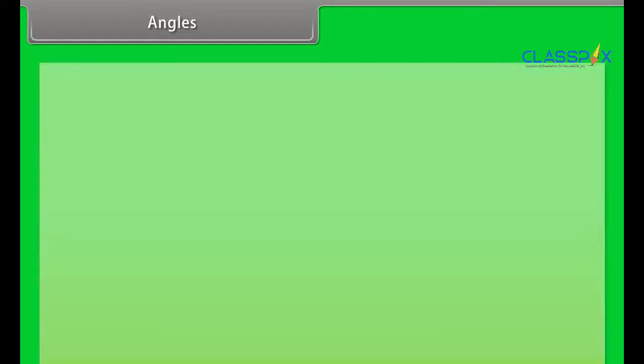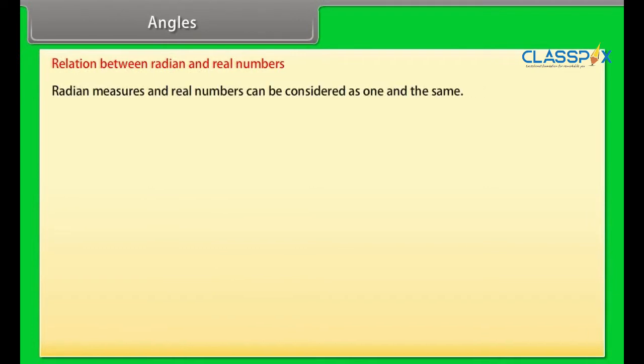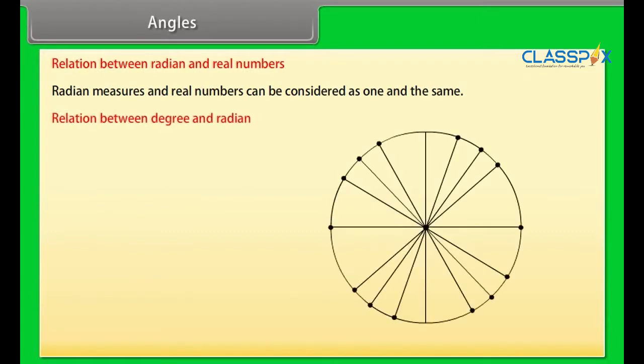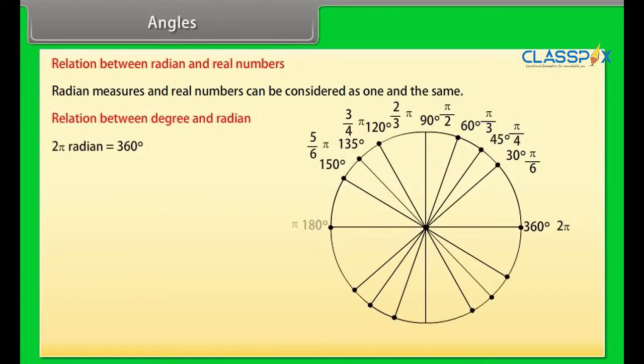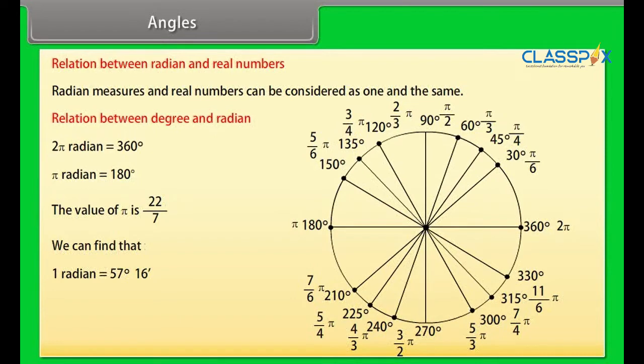Angles. Relation between radian and real numbers. Radian measures and real numbers can be considered as one and the same. Relation between degree and radian. 2 pi radian is equal to 360 degree. Pi radian is equal to 180 degree. The value of pi is 22 by 7. We can find that 1 radian is equal to 57 degree 16 minutes. And 1 degree is equal to 0.01746 radian.